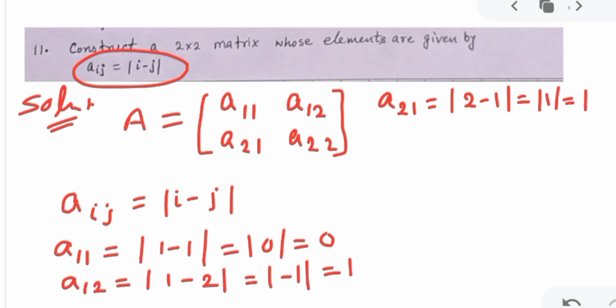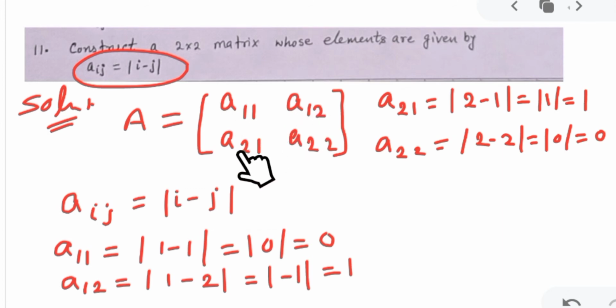Similarly, I will find the A22 value in the same way. A22 means the I value is 2 and the J value is also 2. So 2 minus 2, mod of 0. Mod of 0 will be nothing but 0 only. Okay, so in this way I got the values of A11, A12, A21, A22.